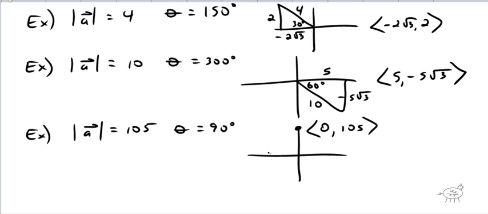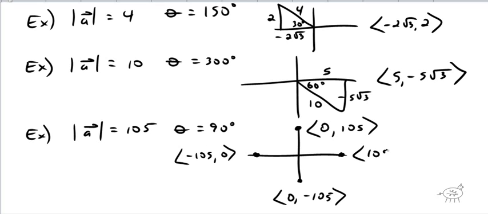Does that make sense? And like this one over here, if it was 180 degrees, it'd be negative 105 comma 0. You know, here it'd be 0 comma negative 105. And of course, if it was in this spot here, it'd be 105 comma 0. It's just like an xy coordinate. That's all it is. Okay, that's why it's pretty easy.